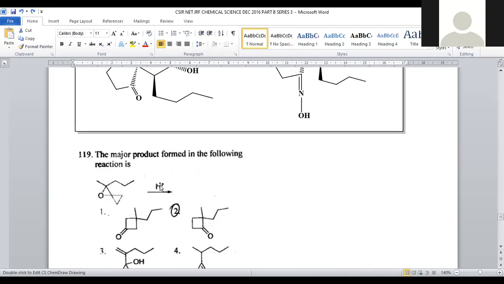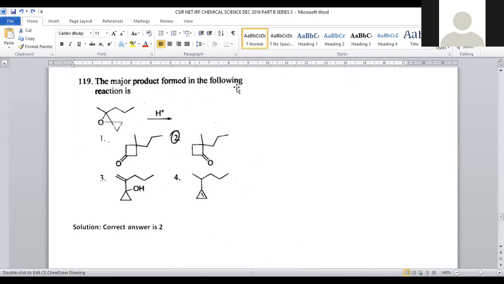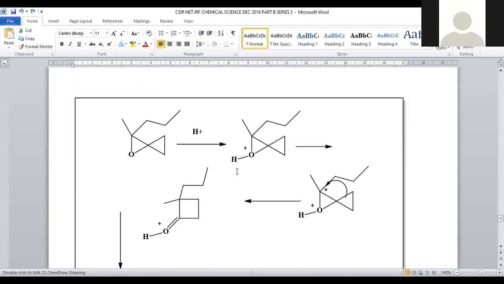Let us move on to question number 119. The major product formed in the following reaction. We are taking a twisted compound where an epoxide is there, and a side chain alkyl group is there, and we are subjecting it to protonation, right? Acidic conditions are employed, then what will be the product? Let us see the mechanism.